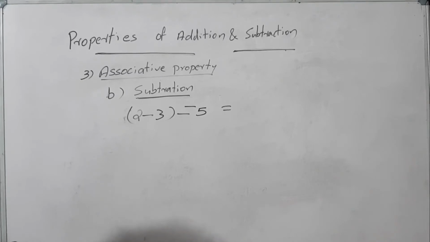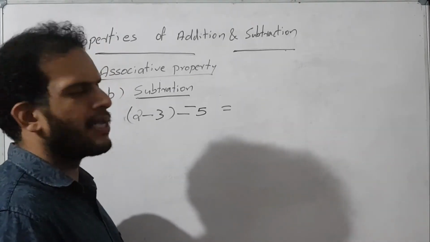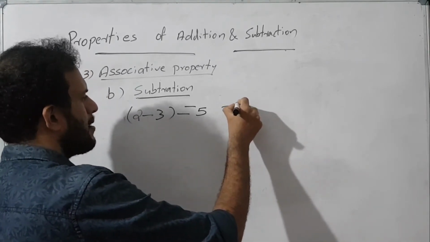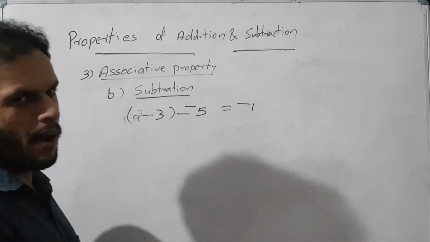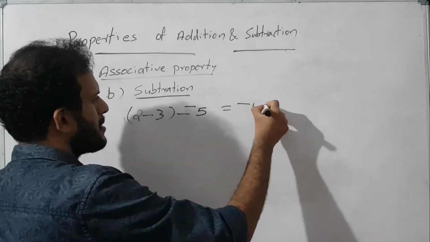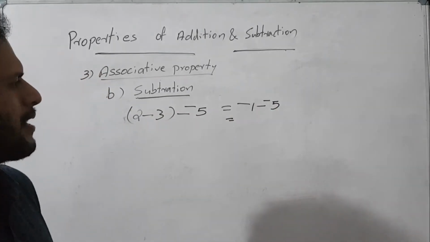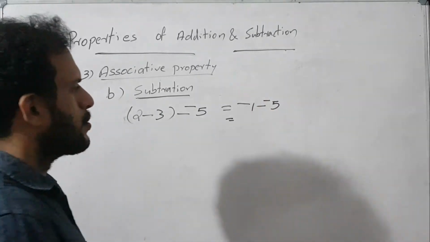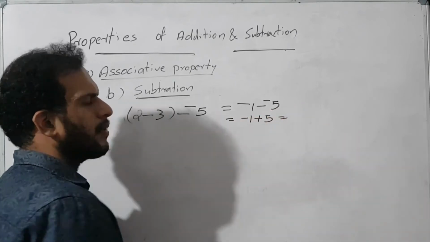First I pair the numbers 2 and 3 and take the number −5 separately. So (2 − 3) − 5 is equal to, first we subtract 2 minus 3. What is 2 minus 3? 2 minus 3 is −1. Then minus 5. We know that minus becomes plus, so −1 plus 5.